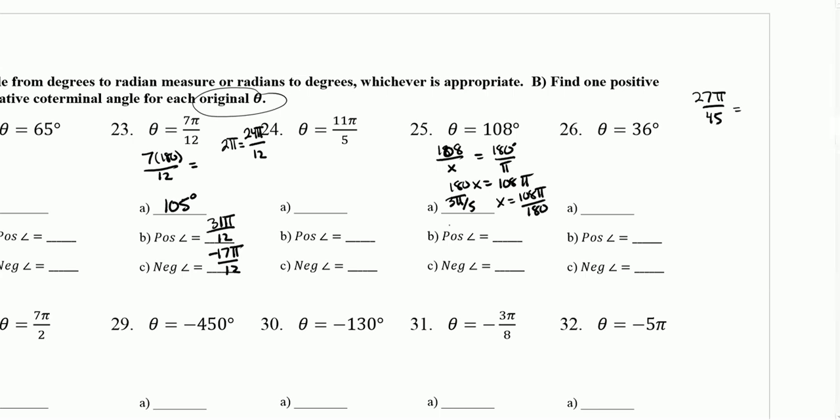Add 360 to 108, and you get 468 for a positive coterminal angle. Subtract 360 from 108, and you get negative 252 for a negative coterminal angle.